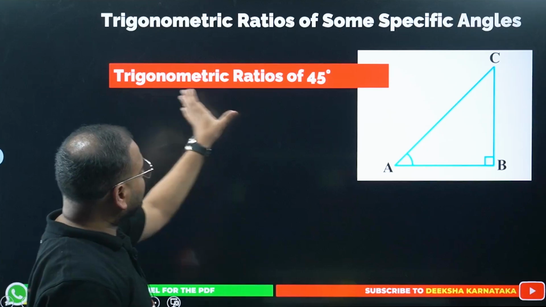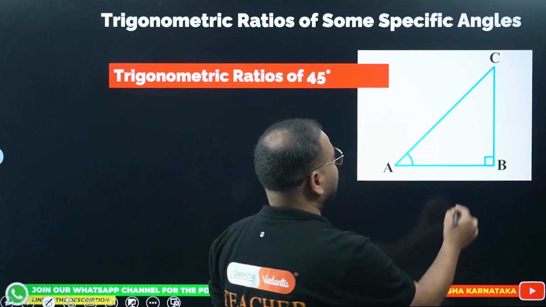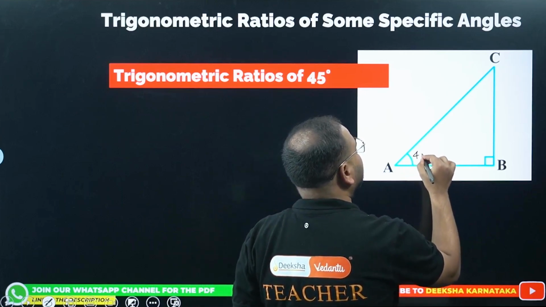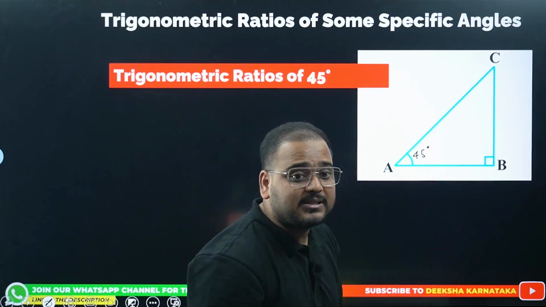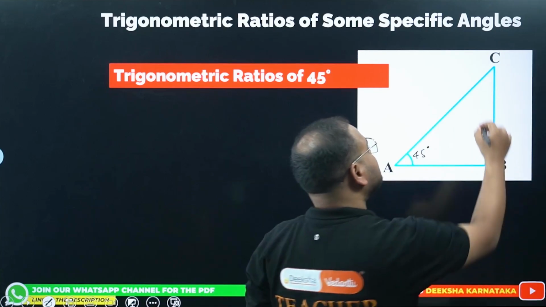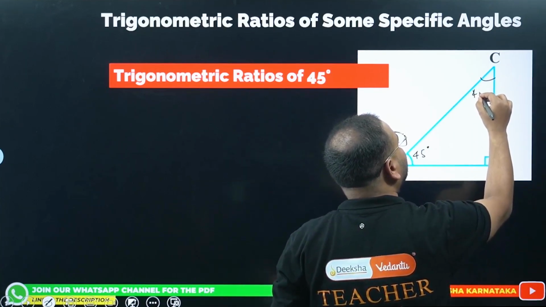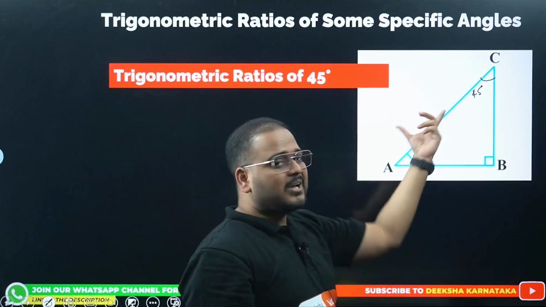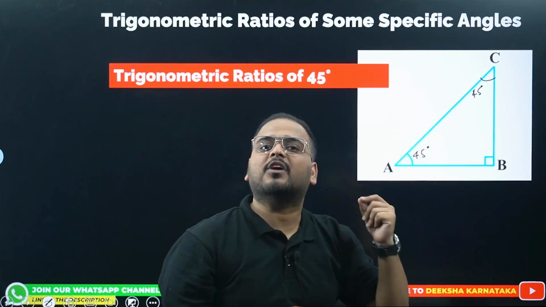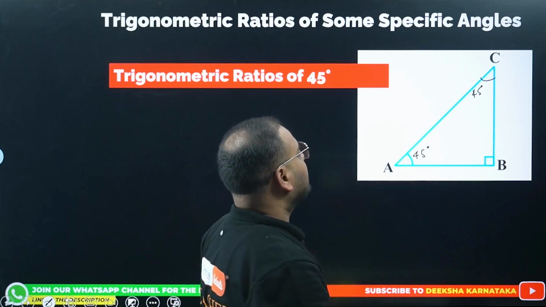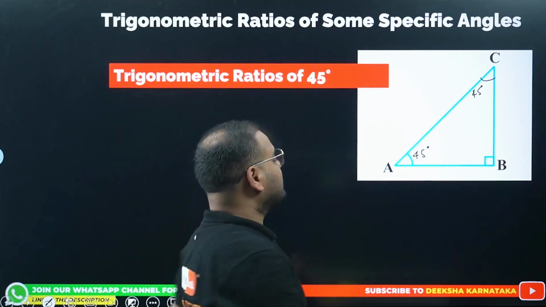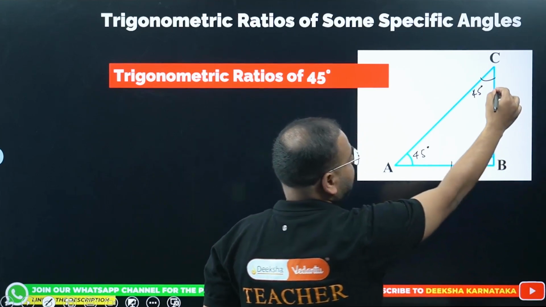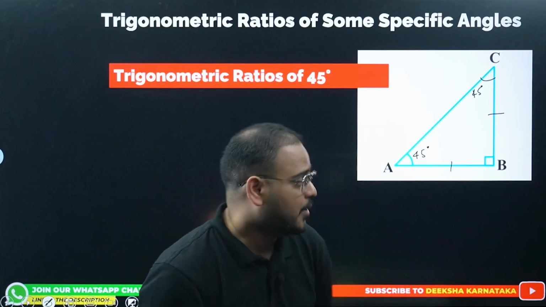So for 45 degrees, if angle A is 45 degrees, can B be 45 degrees? No, sir. B is 90 degrees. So this is 45 degrees. What does it mean, sir? A plus C is 90. Then C also has to be 45 degrees. Correct, na, sir? A is 45, A plus C is 90, because 45 plus 45 is 90. Great. It means it is an isosceles triangle, sir. It means AB side is equal to BC side. AB is equal to BC.